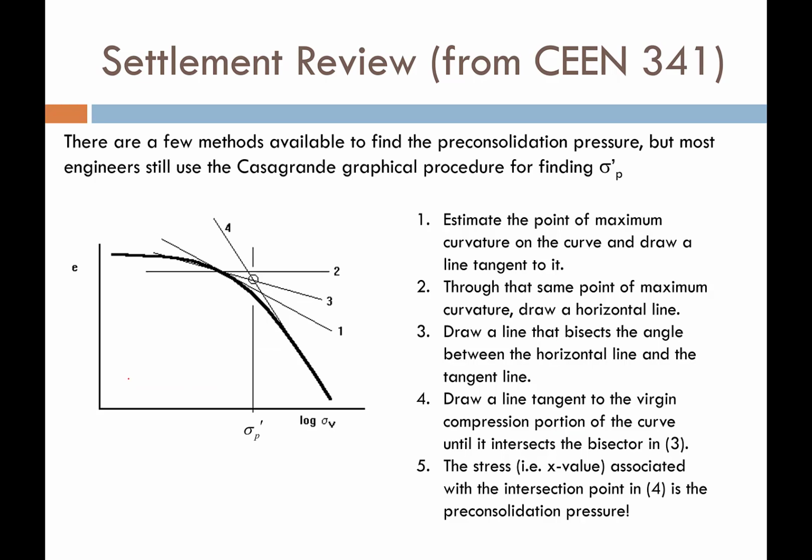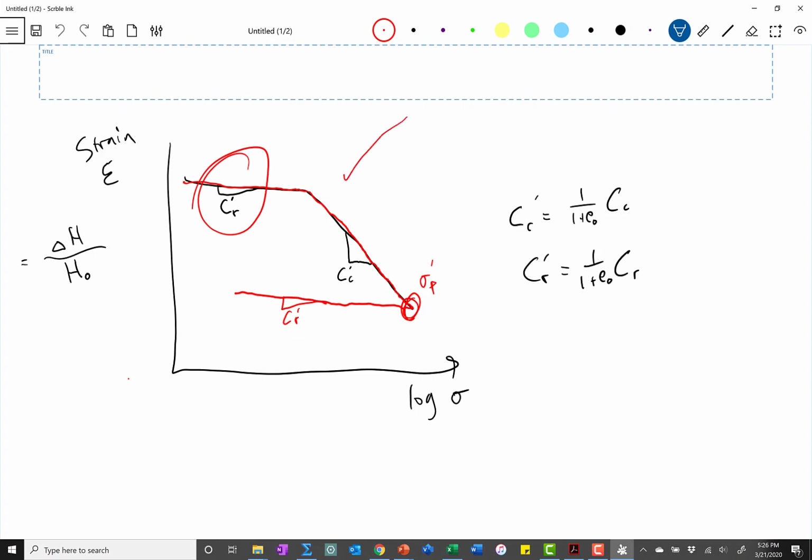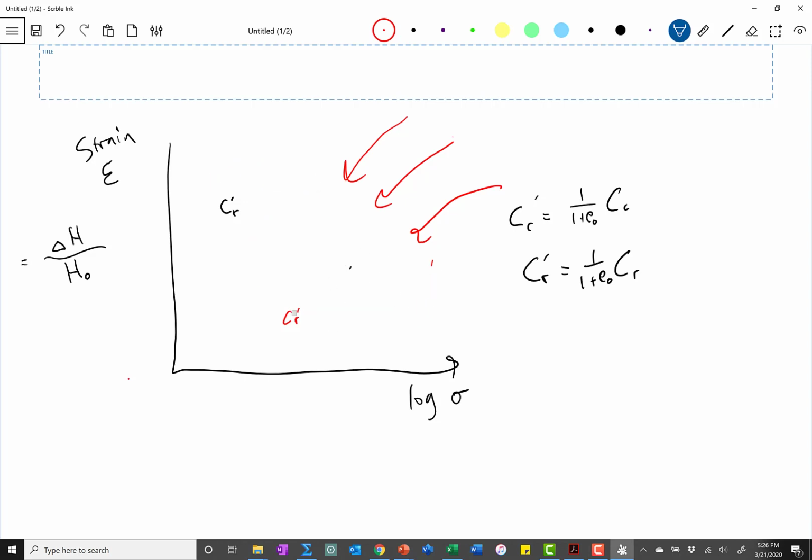It would be really nice if every consolidation curve looked as clean as this one. The reality is they don't. In fact, most consolidation curves from soils that you obtain from the field look more like this. And it's really difficult to find that pre-consolidation stress. I mean, does that break in the curve happen here? Does it happen here? Does it happen here? It can be really, really challenging to find that.